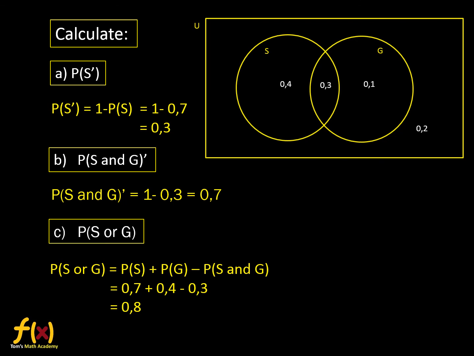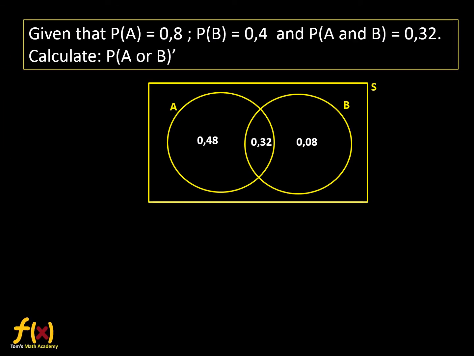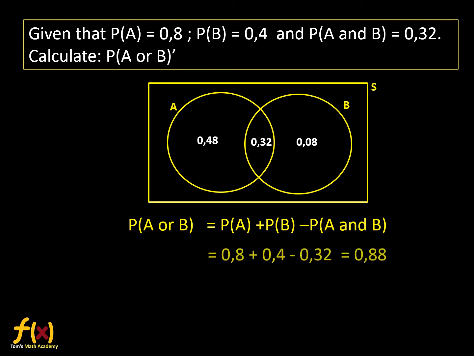Another question: probability of A is 0,8. Probability of B is 0,4. Probability of A and B is 0,32. Almost the same type. Calculate probability of A or B dash. We use the sum rule. Okay. We have all the numbers here. And we get probability of A or B is 0,88.